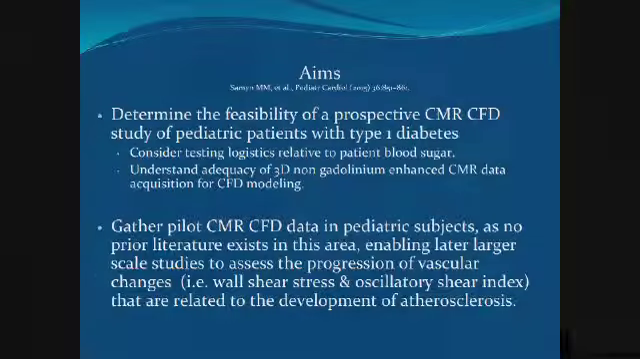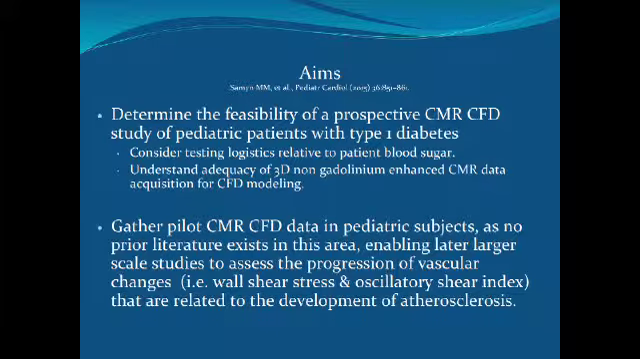So we hypothesized that pediatric patients with type 1 diabetes, those are insulin-dependent children, would have cardiac magnetic resonance imaging-derived computational models showing differences in thoracic aortic wall shear stress and oscillatory shear index when compared with control subjects who have no diabetes.